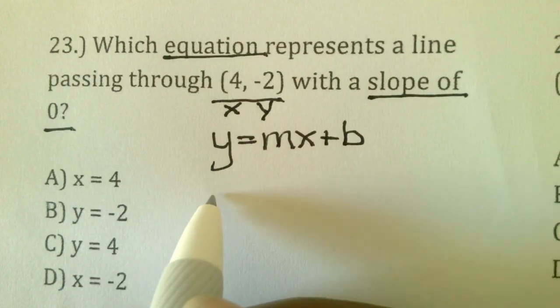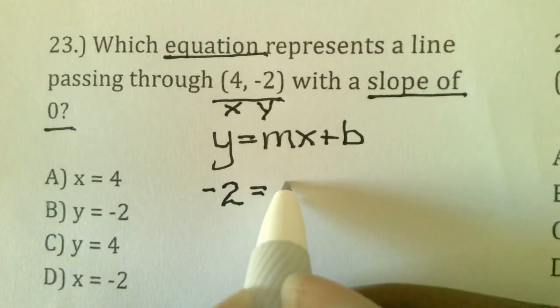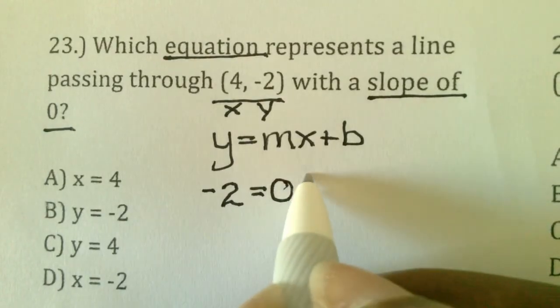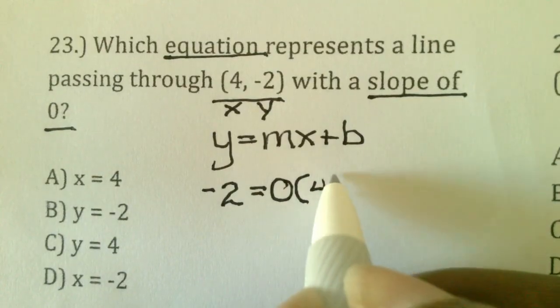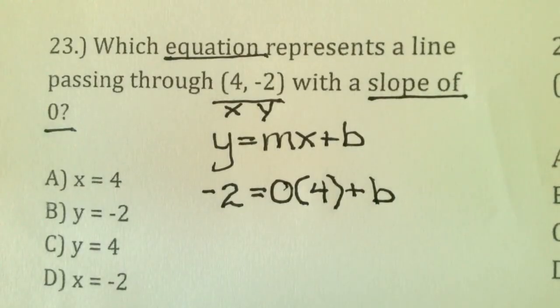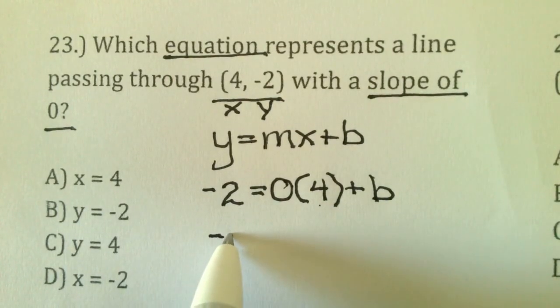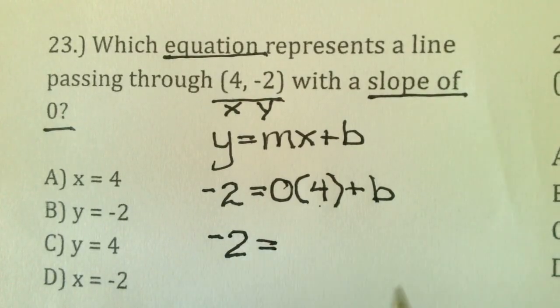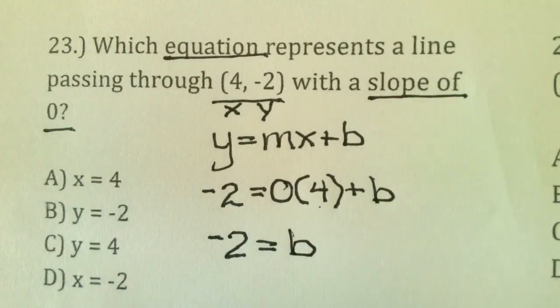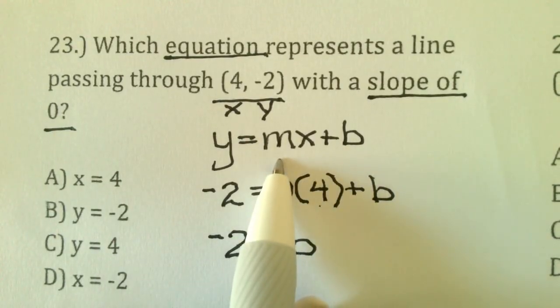So I can do my substitution. I have negative 2 for my y. I have 0 for my slope. And I have a positive 4 for my x. So 0 times 4, that gives me 0. So what we have is negative 2 is equal to my b value. Okay, my y-intercept. So now that I have a y-intercept, we already know what the slope is.